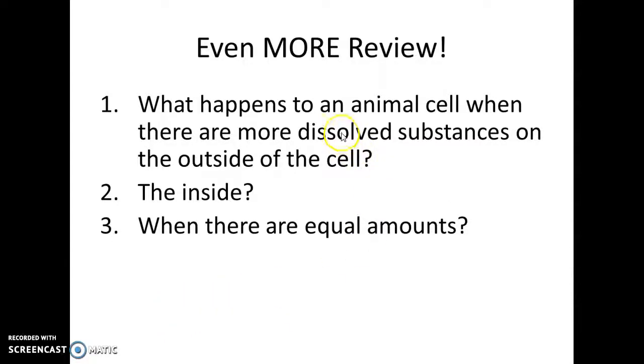So if we're putting an animal cell in a solution where there are more dissolved substances on the outside, the water is going to rush out of the cell and the cell is going to shrink. If we have more dissolved substances on the inside, water is going to rush into the cell and the cell is going to swell and potentially burst. When there are equal amounts, water is still moving back and forth at the same rate, so we're going to see no net movement of water.